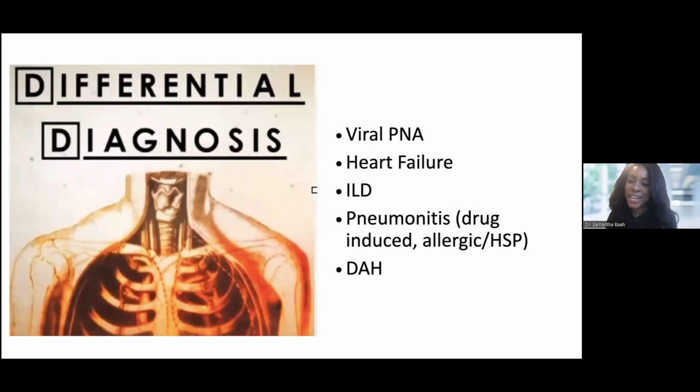So the differential diagnosis for this case: you have someone who's relatively young with a bilateral interstitial process on both chest X-ray and chest CT. You've got to think about many possibilities. Could it be a viral pneumonia? Did he have COVID and just didn't even know it? And this is all sequela of COVID or some other type of viral pneumonitis?